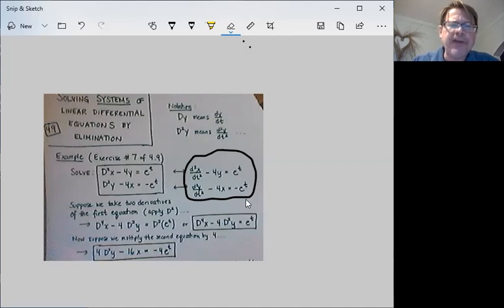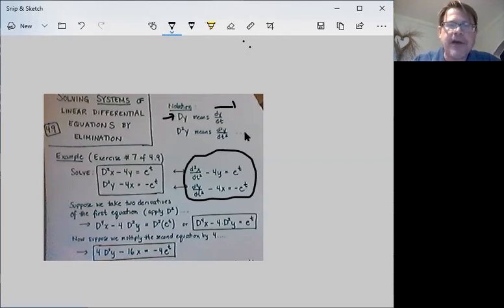Now, to help do this, some notation is helpful. When we talk about the derivative of y with respect to t, we could write dy dt, but another option is what we call differential operator notation. In place of dy dt, we could just write capital Dy, and that stands for the first derivative of y with respect to t. So we're leaving off the variable that we're differentiating with respect to.